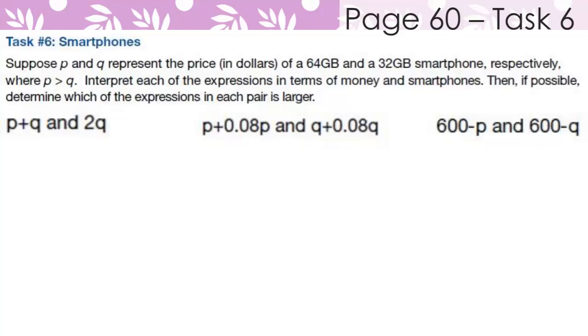All right, so on page 60, task number 6, smartphones. Suppose P and Q represent the price in dollars of a 64 gigabyte and a 32 gigabyte smartphone, respectively. Do you know what that means when they say respectively? That means that the first one, which is P, goes with the first amount of the cost, and the second one as given goes with the second amount of that cost. Okay?